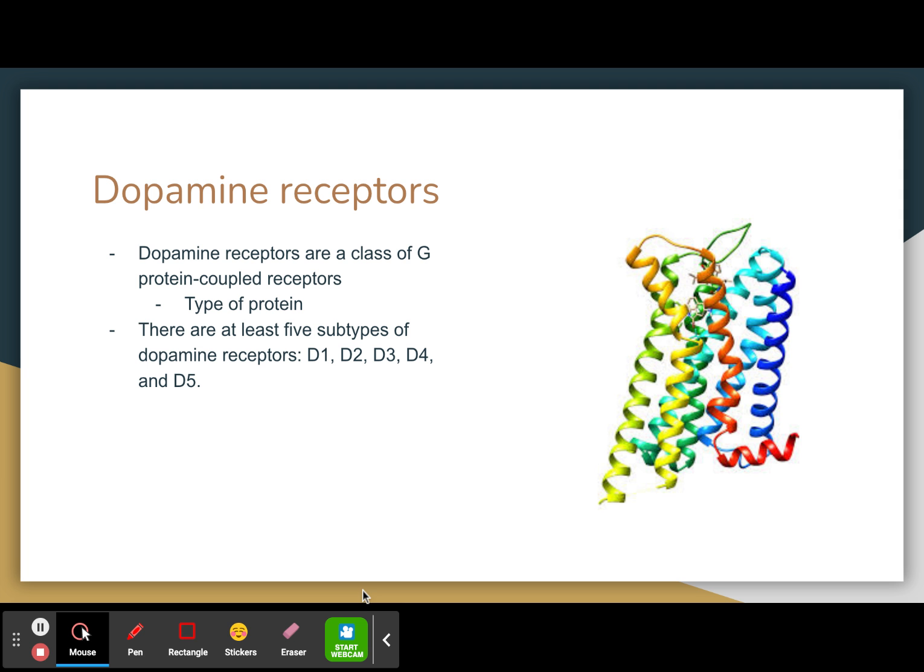The picture to the right shows dopamine receptors, and dopamine receptors are a class of G protein coupled receptors, which means they're a type of protein, and there are at least five subtypes of dopamine receptors, such as the D1, D2, D3, D4, and D5 receptors, which are prominent in the vertebrate central nervous system, or the CNS.